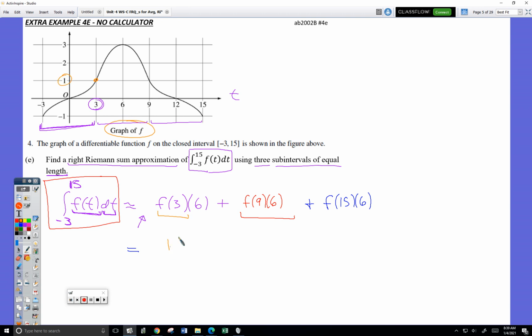So I can write 1 times 6 plus f of 9, 1 again. And then this is negative 1. Now I do want to stop. I don't want to go further.